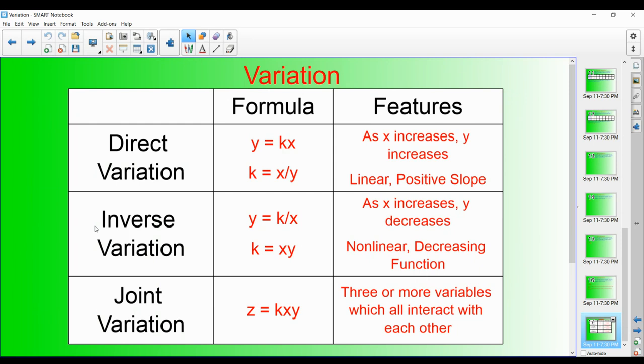Now here's a nice table to help you remember it. Which ones increase together? Which ones act differently? So if x goes up, y goes down, that's inverse. And then joint variation has at least three variables all interacting with each other. And that's the three types of variation.